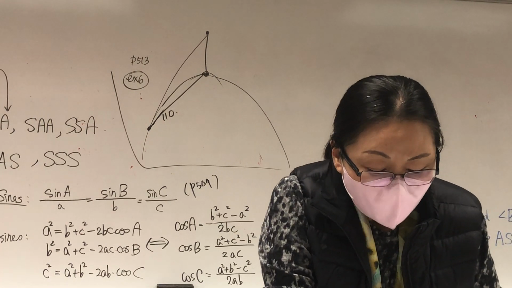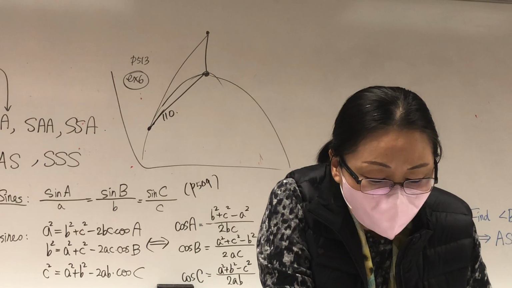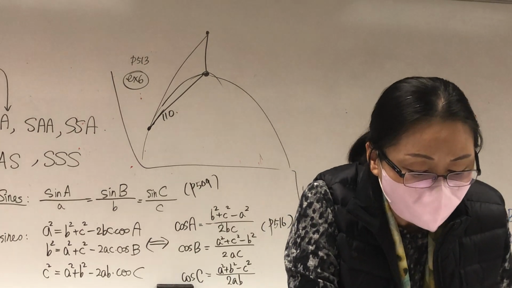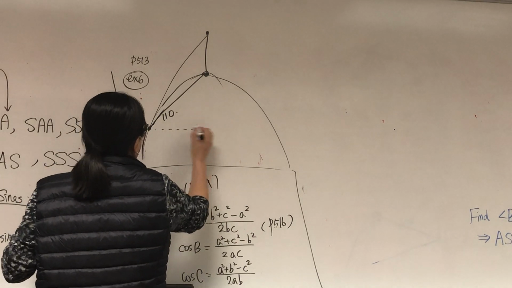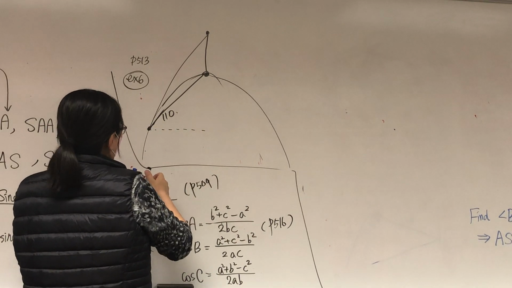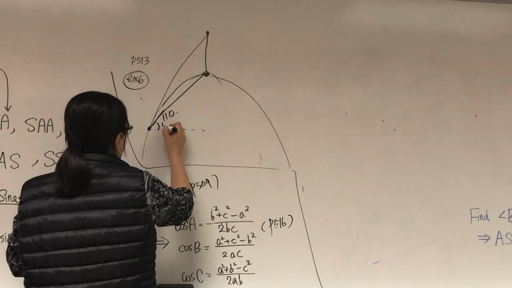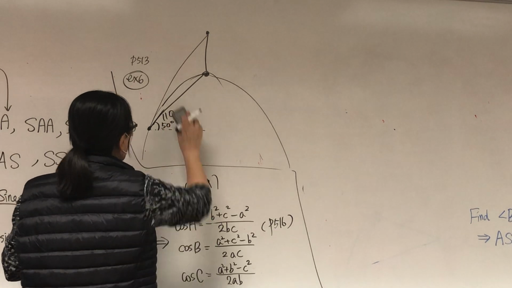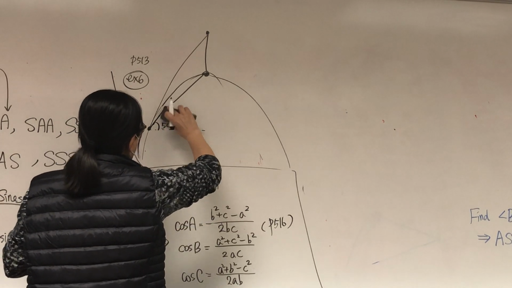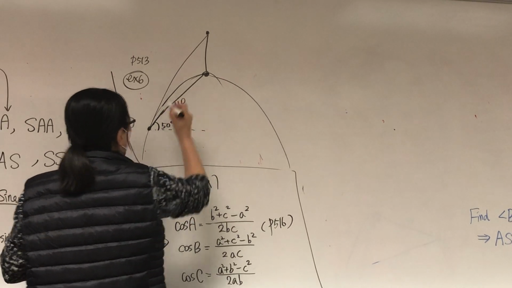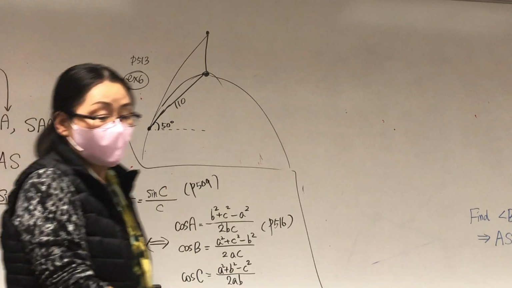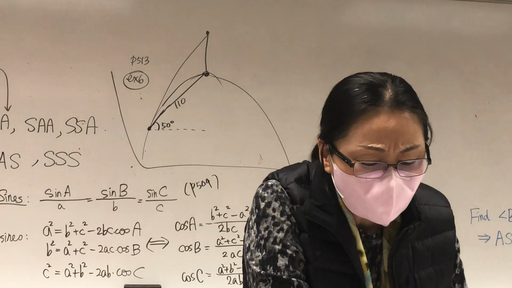Read more. The angle of inclination of the hill is 50 degrees. What is 50 degrees? This is 50 degrees from the bottom. This angle is 50 degrees. Am I right? My picture is very bad. Am I right? Yes, good. Now, what is the question?